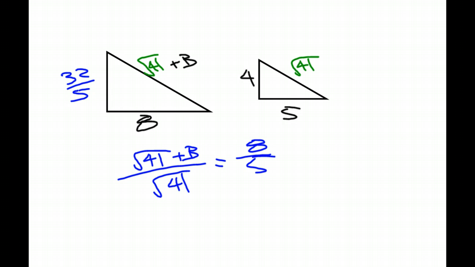Wait, would the 41s cancel? Good question. Madison is asking if my 41s will cancel. No, because there's a plus B. That plus locks the square root of 41 to everything else. You could factor it out, but you'd be left with 1 plus b over the square root of 41. You can't cancel it because of the plus sign with the 1.